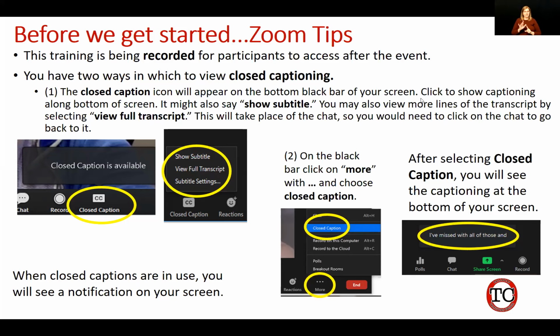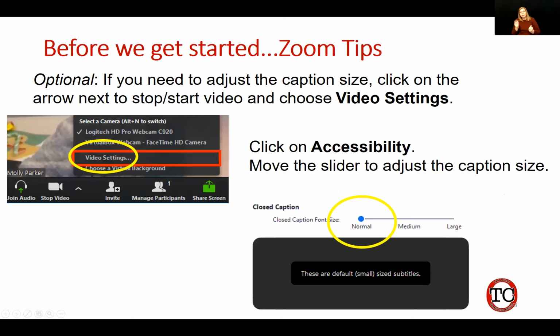You can also set up your closed captioning by clicking on the word, let's see, more at the bottom. It has 3 dots. It's located in the black bar of your screen. After you select closed captioning, you will see the captioning at the bottom of your screen. There are some optional things you can do with closed captioning. You can click on the arrow next to the stop and start video, and you can choose video settings. You can use the accessibility to move the slide bar to adjust your captioning size.